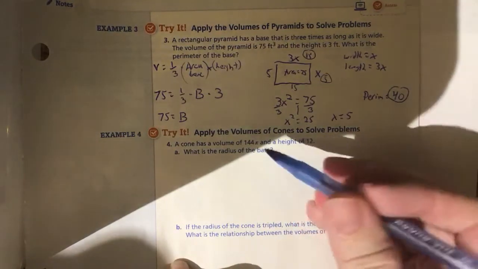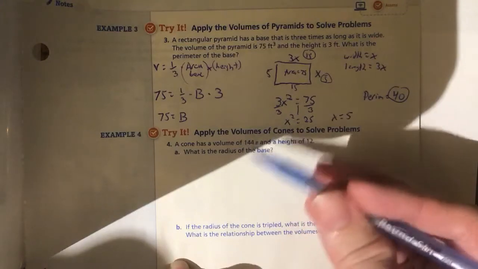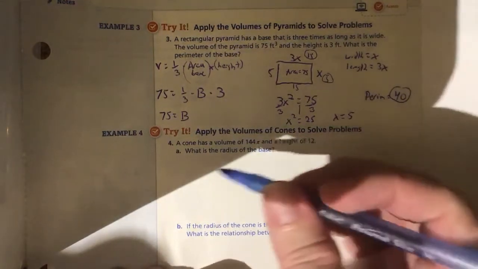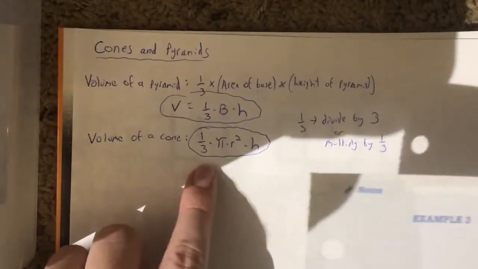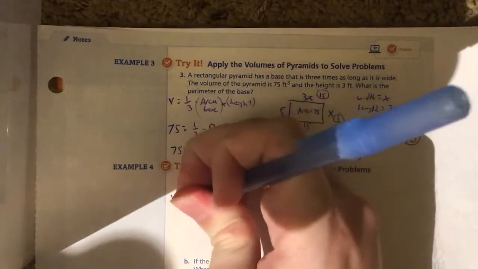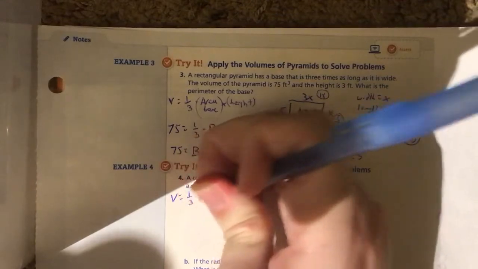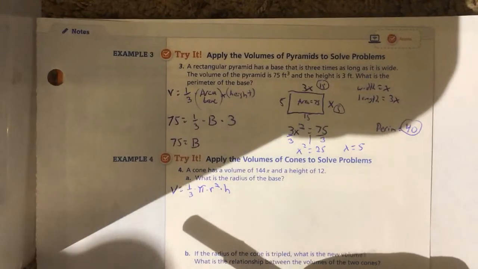If it's in terms of pi, you leave it with the pi in your answer. If not, you do it, multiply it out. So we have to figure out the radius of the base. So remember, for a cone, I go back here, it's 1/3 pi r squared h. So volume equals 1/3 pi r squared h. That's the formula for volume of a cone.